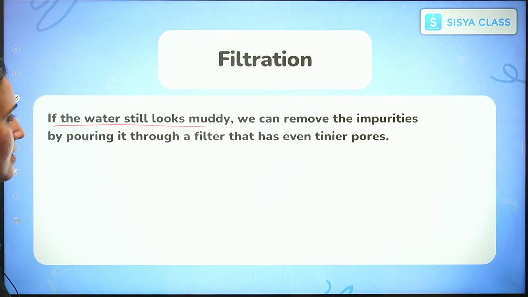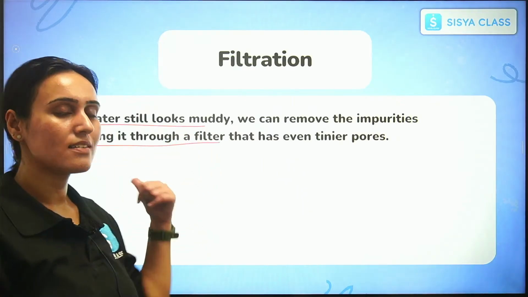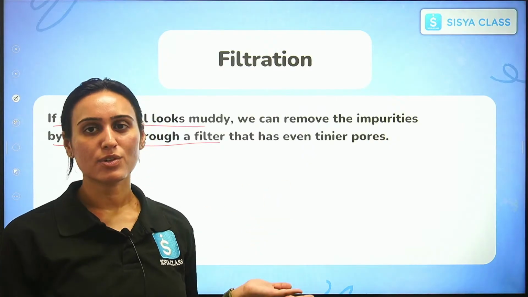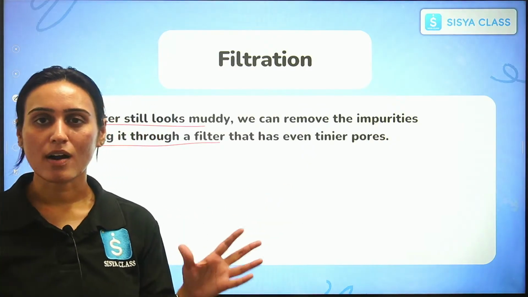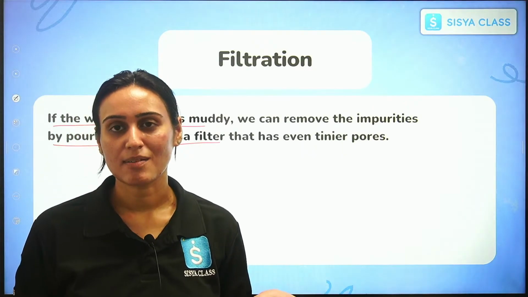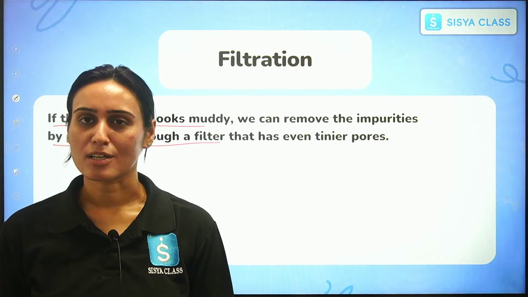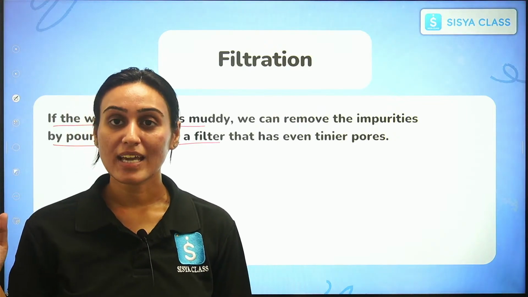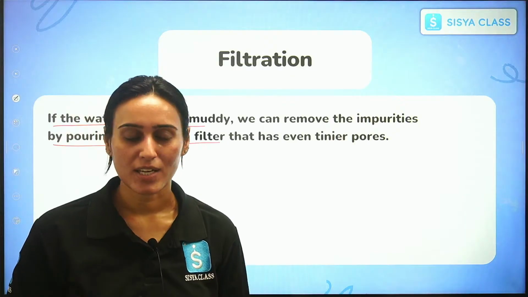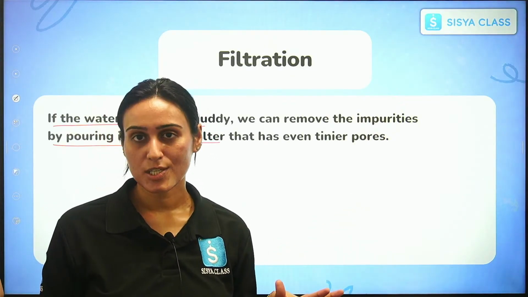And if the water still looks muddy, we can remove the impurity by pouring through a filter that has even tinier holes. So you can try it with a cloth if you don't have a filter paper, but if you want a completely clear solution, obviously you have to take the help of filter paper because it will have the tiniest holes. That is the purpose of taking the filter paper, everyone. So what we have learned today: filtration, sedimentation, decantation and evaporation, different ways by which we can separate out the components of the mixture, everyone.